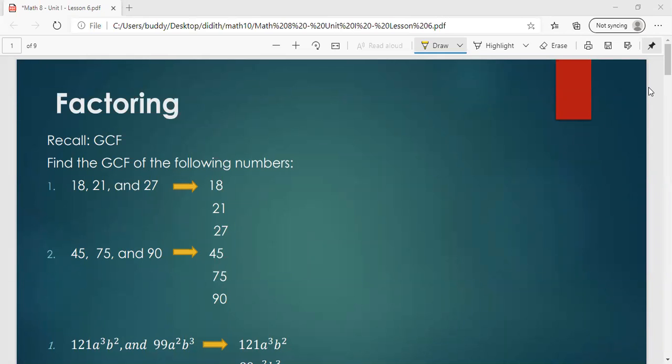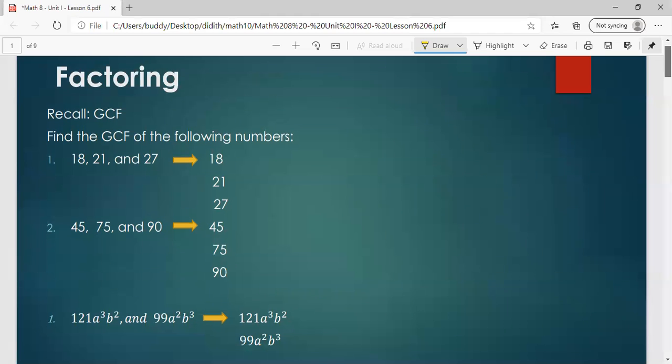So before we work on factoring, let us recall how we work on GCF. When we say GCF, we consider it as the greatest common factor. So let's work on the following exercises. Number 1, in each item, we are asked to find the GCF of the following numbers. So the question is, how do we work on the GCF of each number?